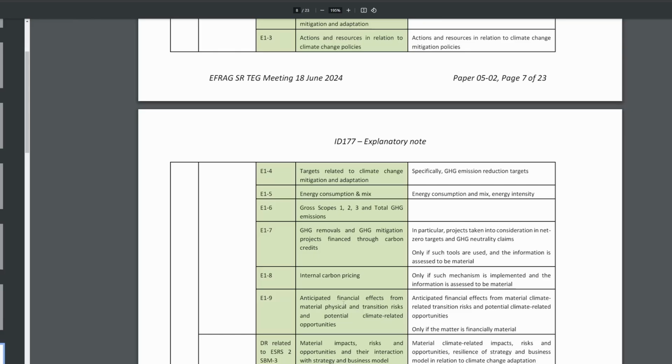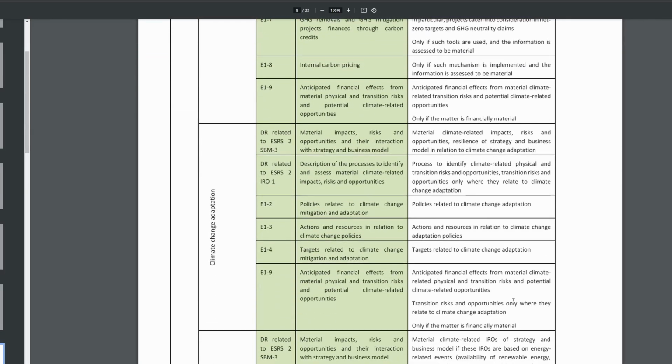Therefore, it must be largely concerned with financial materiality. And that is now confirmed by EFRAG: if the matter is financially material, then this information is relevant. This is repeated again and again throughout this document.